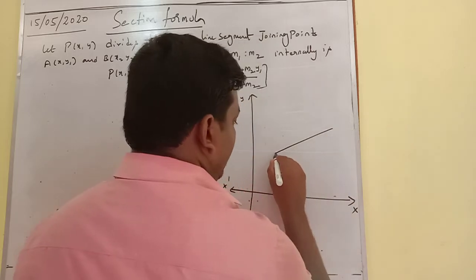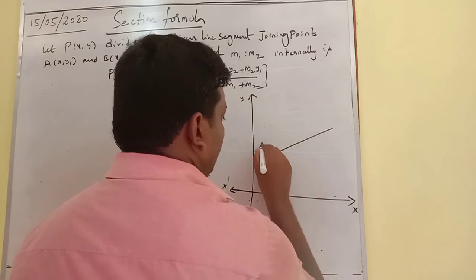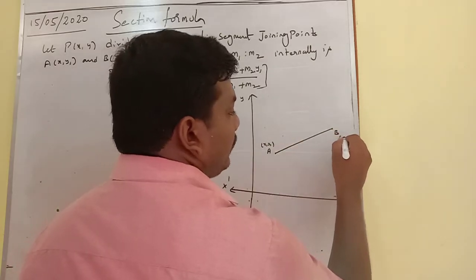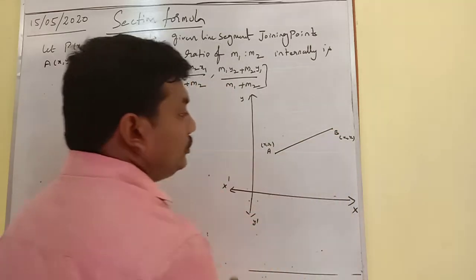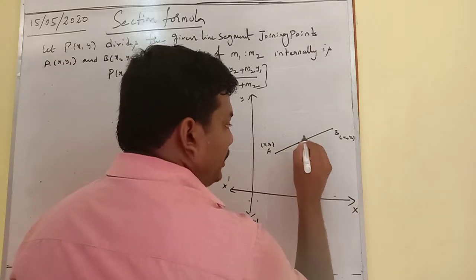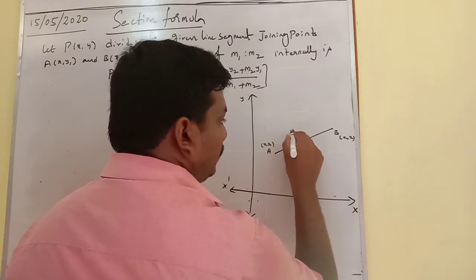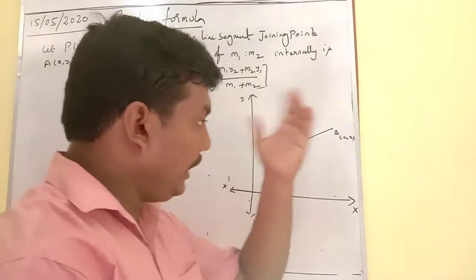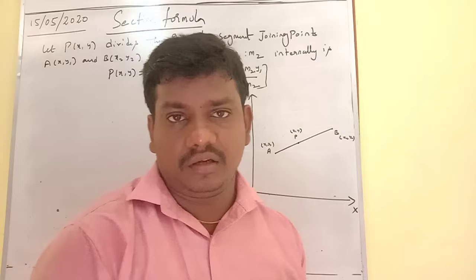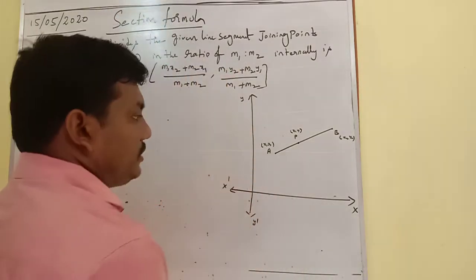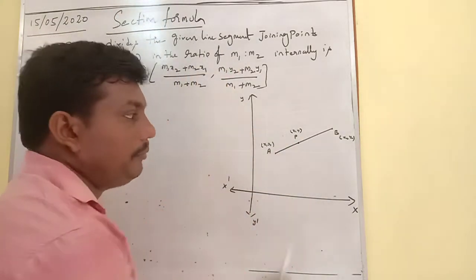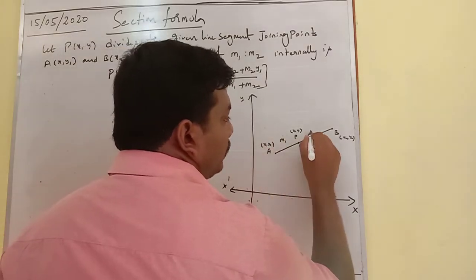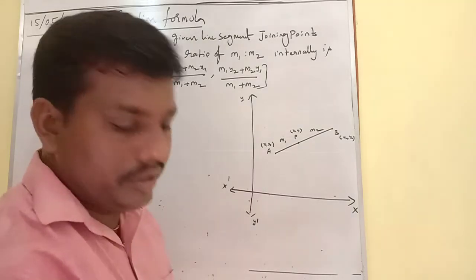This is line AB. This point A is (x1, y1). This point B is (x2, y2). We know that any point P divides it. This is (x, y). Let me consider the line segment on the Cartesian plane. So now A (x1, y1), B (x2, y2) and P (x, y) divide it in the ratio of m1 is to m2.